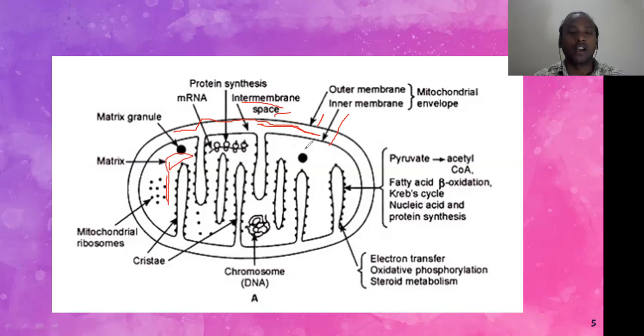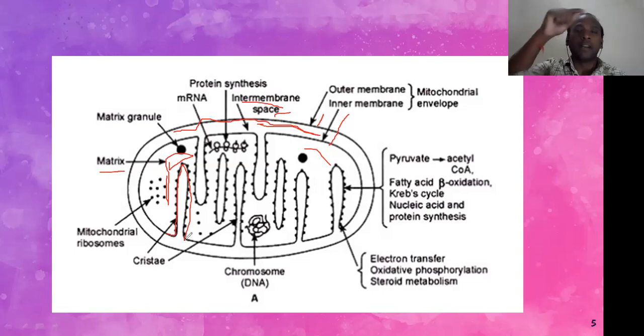And you can also see here that there is a space present in the inner mitochondria. We call this the matrix. So the matrix is nothing but the core of the inner mitochondrial membrane. And there are projections originating from the inner mitochondrial membrane. These projections we call cristae.